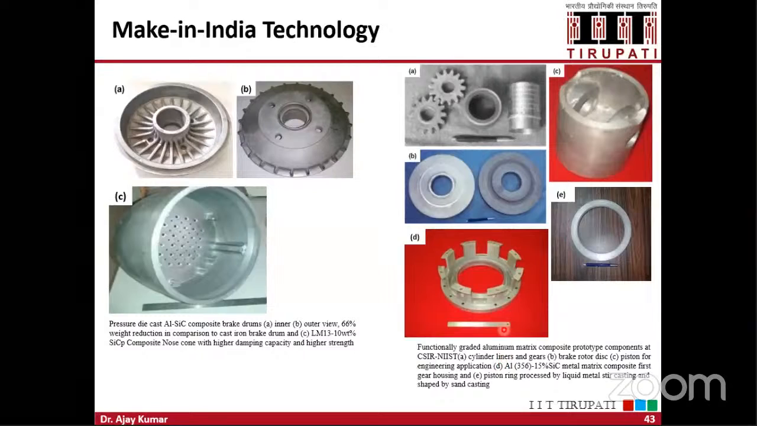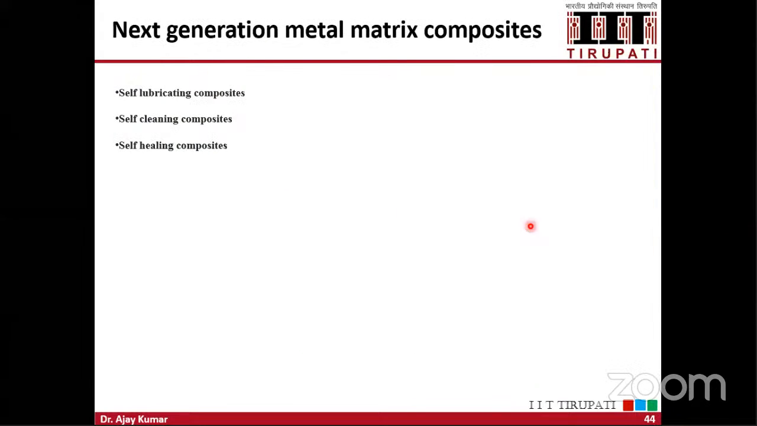You can see cylinder liners, brake rotors, pistons, and these materials are being developed at NIIST Trivandrum, the CSIR lab in Trivandrum. They are making these composite materials. So there is a huge demand for these composite materials, and there is a market for these materials and parts in India. As I discussed, these next generation composite materials are self-lubricating composites and self-healing composite materials.